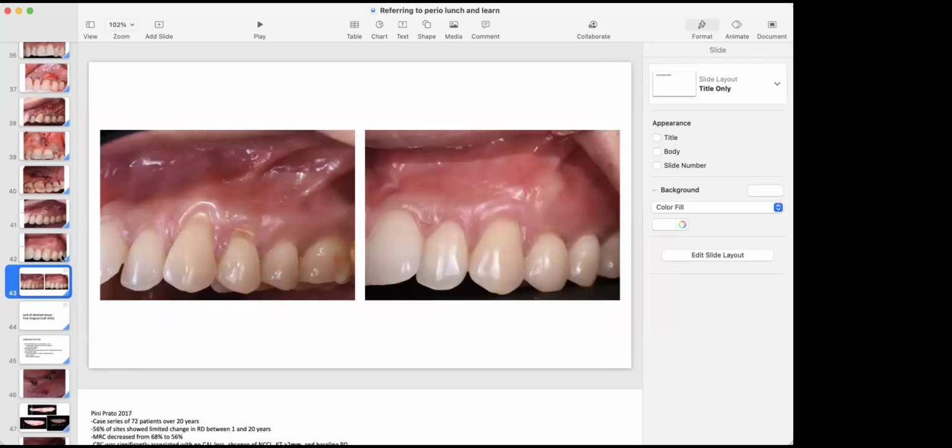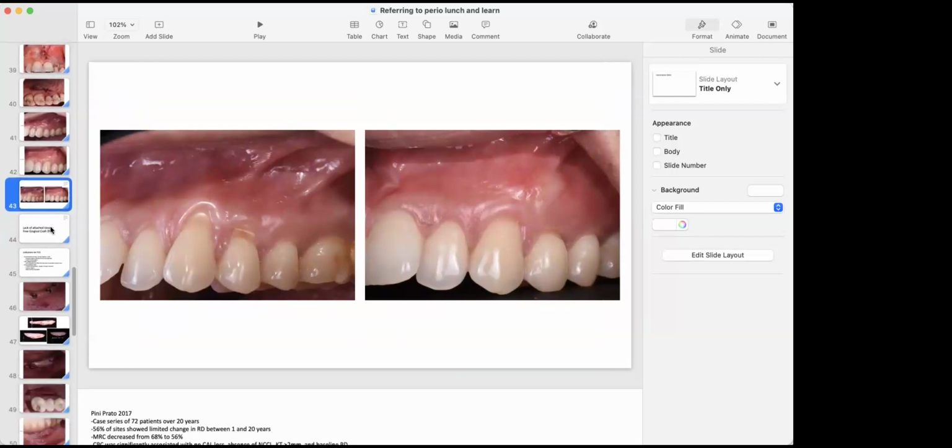So this is the before and after, and this is with the 2.5-month follow-up. So any questions about the connective tissue graft? Okay, so the free gingival graft.